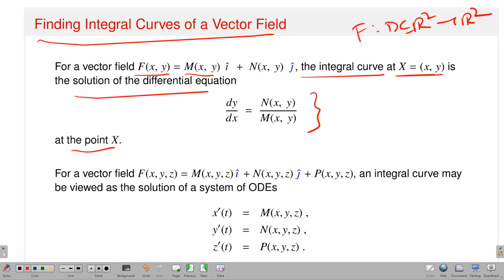Similarly, in 3 dimensions, how do you proceed? If I have a vector field whose components are capital M, capital N and capital P, then the integral curve may be viewed as the solution of the ordinary differential equations. x prime of t, of course, that means I am talking about the parameterization of the curve, x prime of t is equal to M, y prime of t is equal to capital N and z prime of t is equal to capital P. If I solve these differential equations, it will give you an integral curve through the point x, y, z.